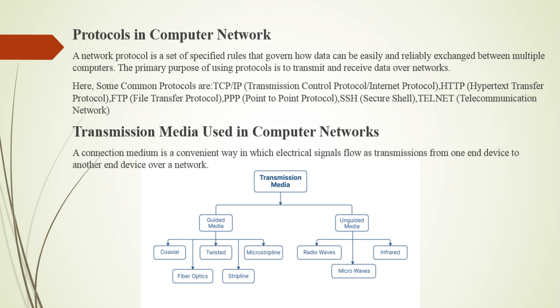Transmission media used in computer network. A connection medium is a convenient way in which electrical signals flow as transmission from one end device to another end device over a network. Guided media, also known as wired or bounded media. These media consist of wires through which the data is transferred. Guided media is a physical link between transmitter and recipient devices.